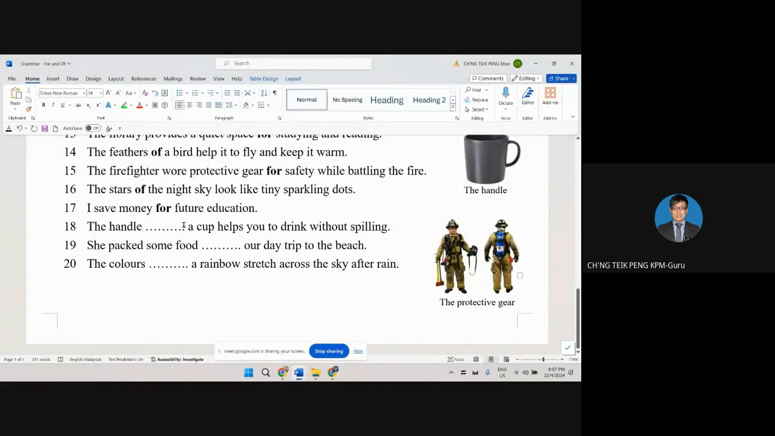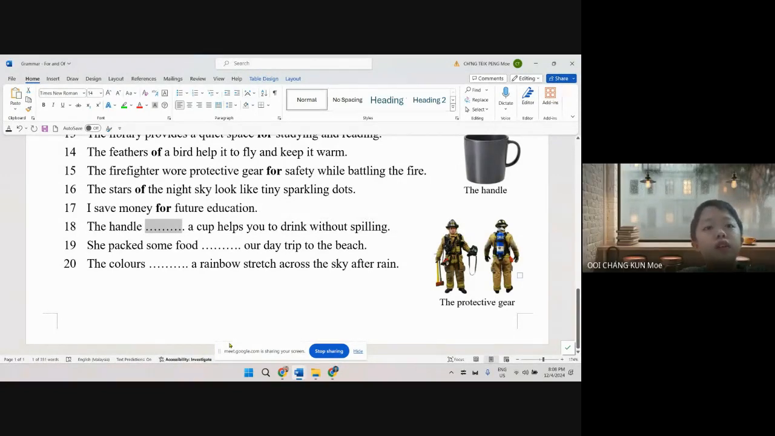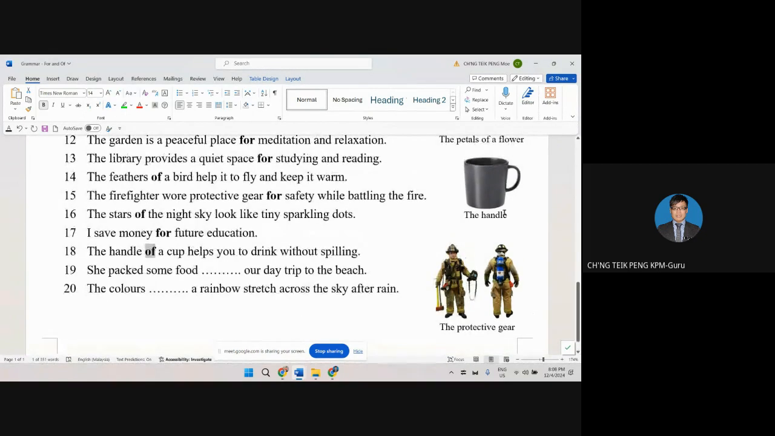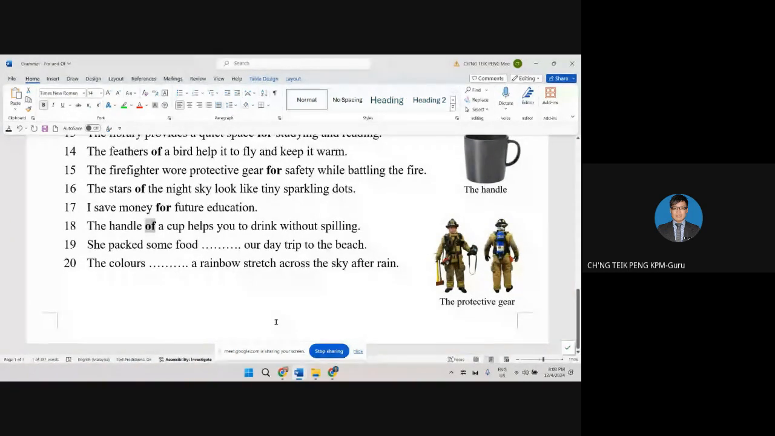OK，就是说你未来的教育咯。Now 18. OK，来昌坤。The handle of a cup helps you to drink without spilling. Yes, the handle of a cup helps you to drink without spilling. Very good. So handle, it's like the place where you hold the cup. OK，你握那个杯子的地方，那个耳朵，the ear of the cup.